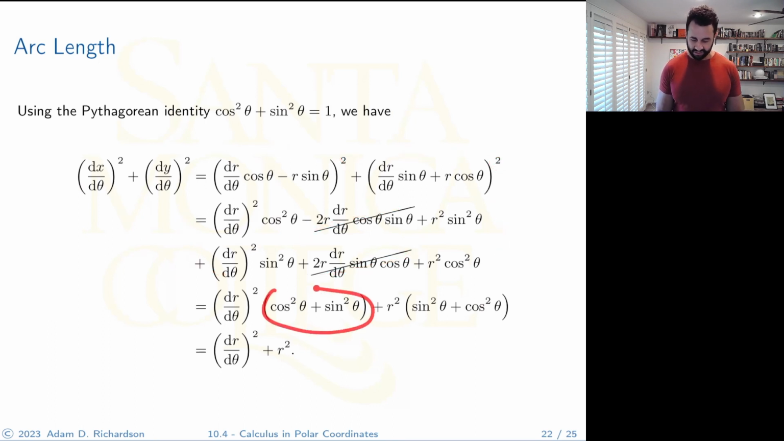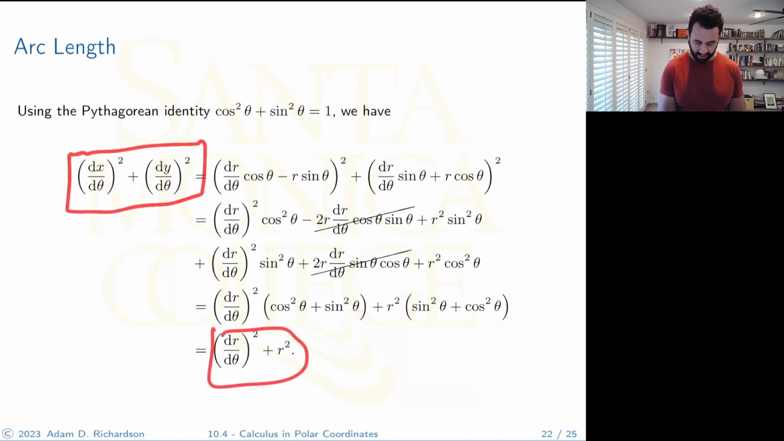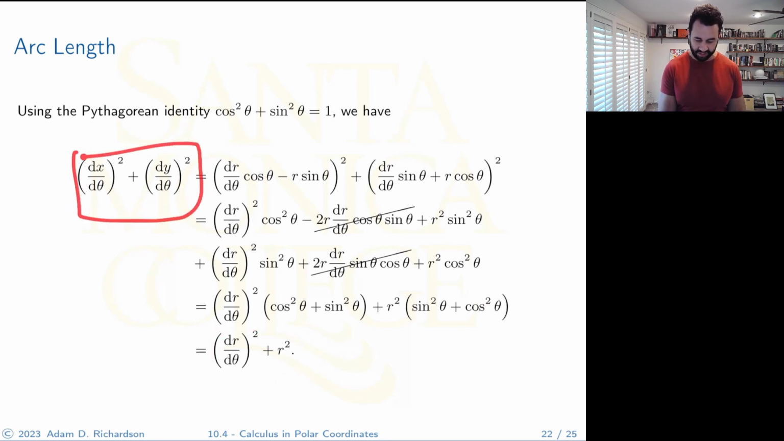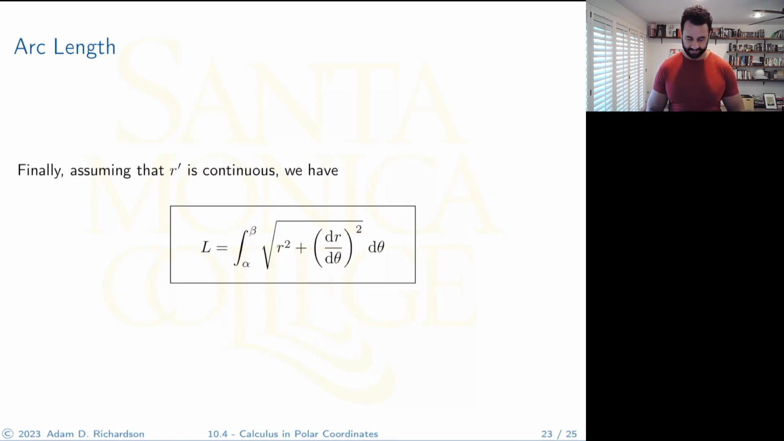Then you can factor some things out, and these are both equal to 1. Looks kind of like a sad face. I shouldn't say that. This is equal to 1, this is equal to 1 happy face. So those get wiped out, and then all you're left with is this. This pair of terms becomes this pair of terms. And so our formula for the arc length given in polar coordinates is this.